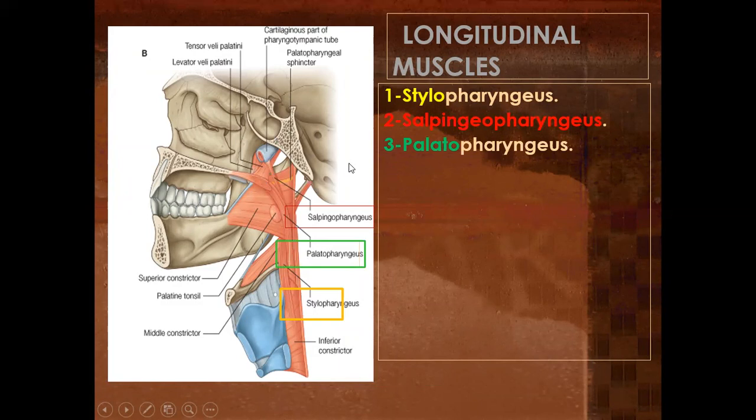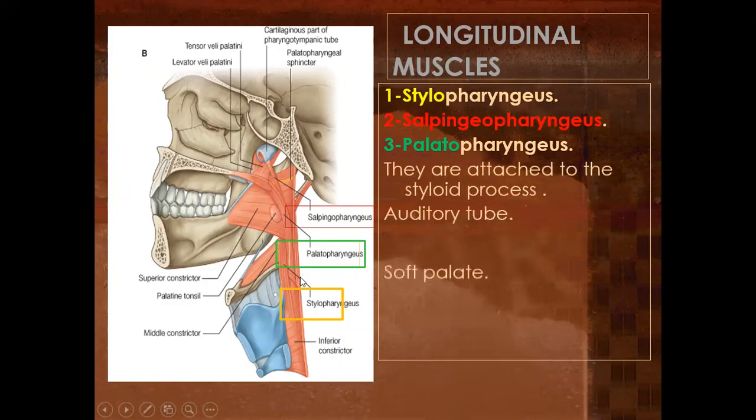So there are three longitudinal and three horizontal muscles. There is the superior constrictor, middle constrictor, and the inferior constrictor. Then we have the stylopharyngeus, the salpingopharyngeus, and the palatopharyngeus. So these are the six muscles.